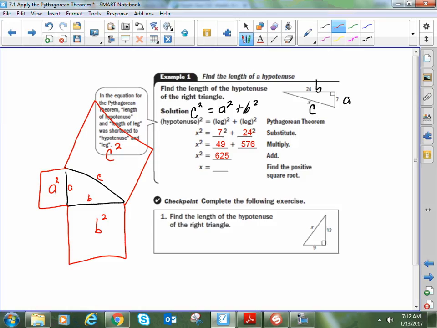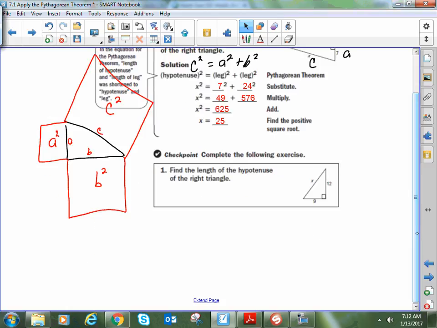So to find the value of x, the length of the side of the triangle, we have to take the square root of both sides. And when we do, we get x equals 25. Now, because all three sides of this particular triangle are whole numbers, we could say that this triangle is a Pythagorean triple.